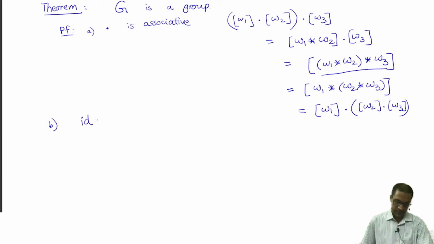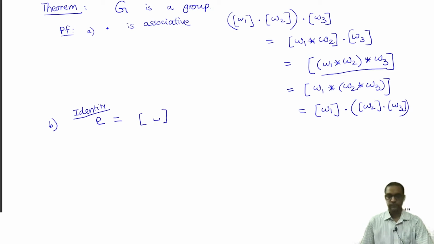What should the identity element be? Well, let's call it E maybe, the identity element of this group G. I claim it's nothing but the equivalence class of the empty word. That is the empty word in words of S hat. The equivalence class of the empty word, by the way, has lots and lots of words, remember?